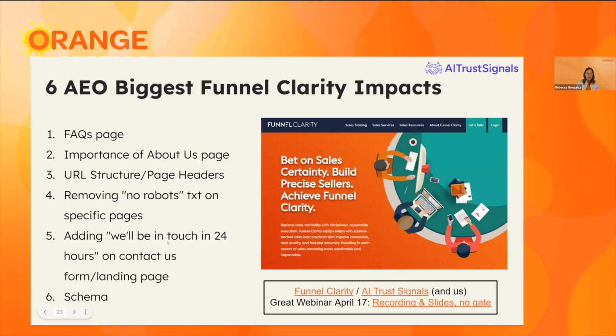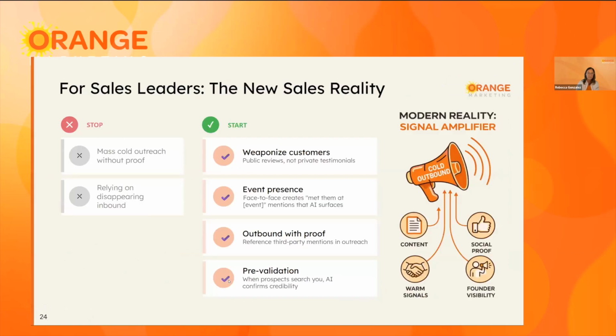They added when they'd be in touch on their contact us page. And we go into the webinar why that becomes important. And they, of course, added schema in all the strategic places. So this basic stuff has really garnered them better results with AI. And frankly, it has with Orange Marketing as well. We've seen the same kind of positive impacts.